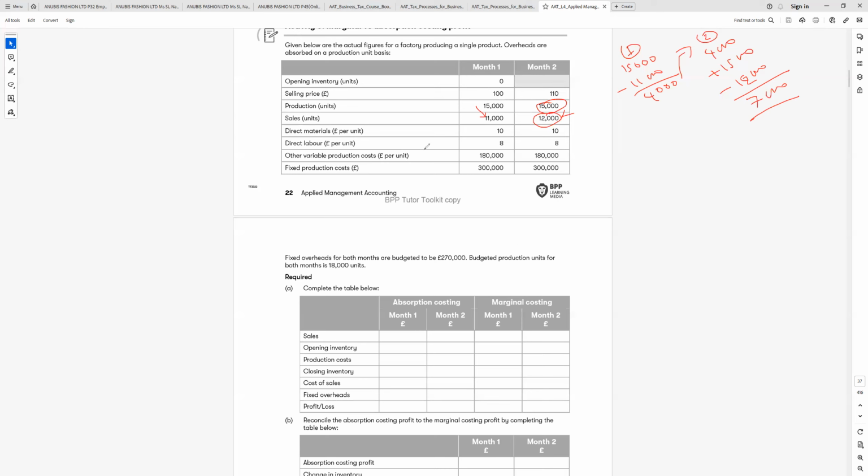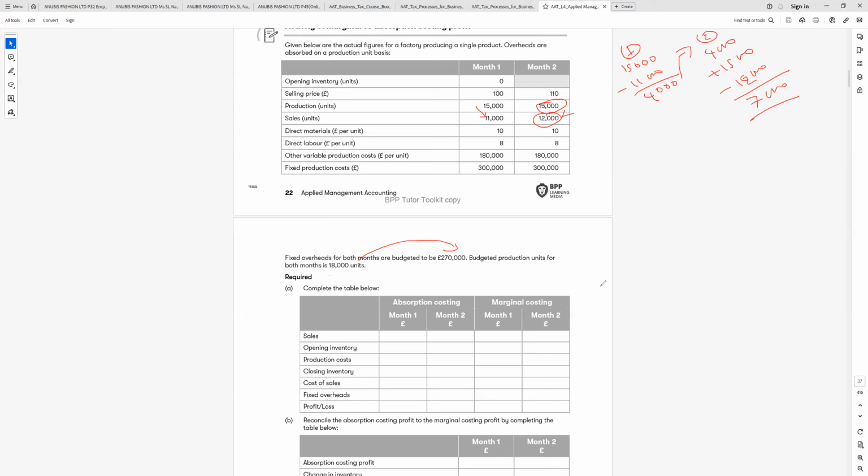The next one says direct material per unit 10, 10, labor 8 and 8, overhead we have variable 180, 180, fixed production cost 300,000, 300,000. Fixed production overhead for both budget 270 and budgeted production unit is 18,000. The reason we need it is to find out how much is the fixed cost per unit. Okay, so let's have a look.